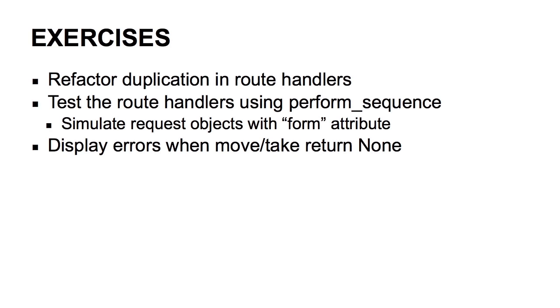Try to write some tests for the route handlers that use the perform sequence utility function. You'll need to simulate a request object. You could either create a simple inert object that has a form attribute, or you could figure out how to create a Werkzeug request object to use the real thing. Also, right now we don't do anything useful when there's an error in a move or take action, which is when they return none instead of returning a new state. Ideally, the web UI would show an error message of some sort.